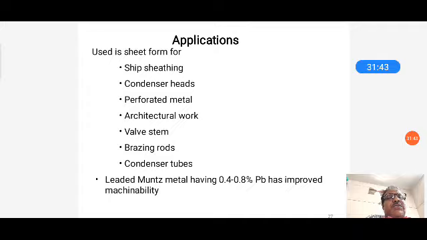The leaded Muntz metal, having 0.4 to 0.8% of lead, has improved machinability among alpha plus beta brasses. So better machinability is obtainable if a little amount of lead is added to the Muntz metal.